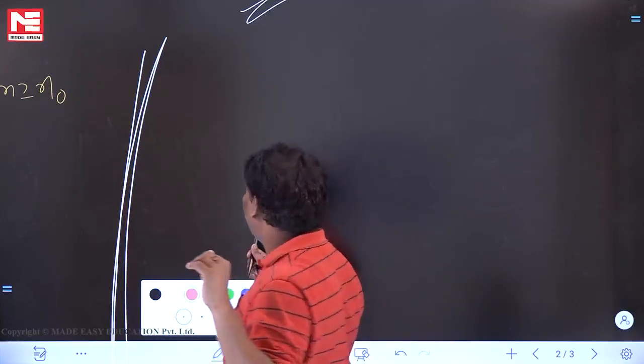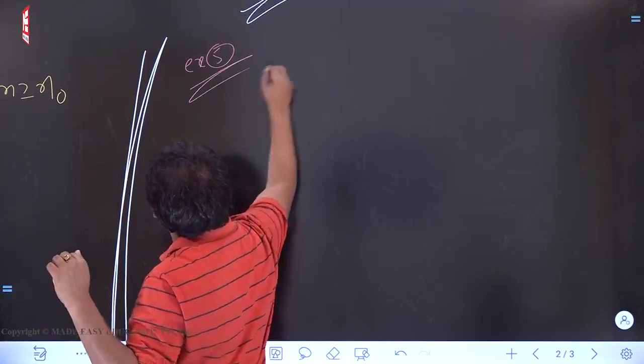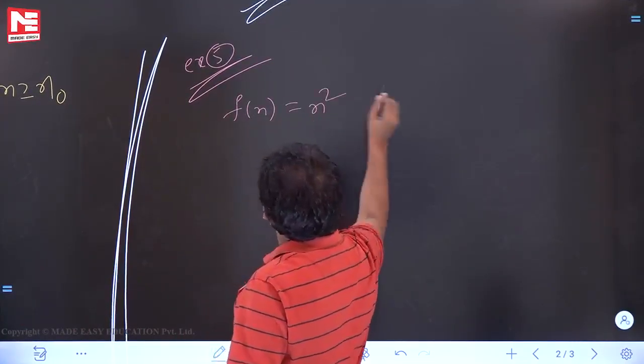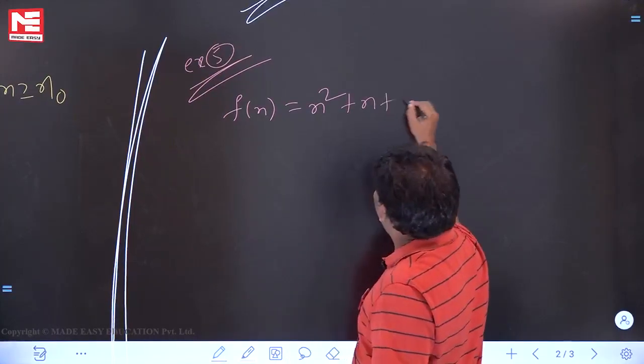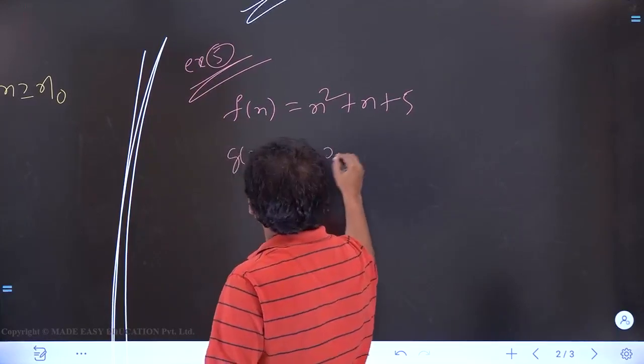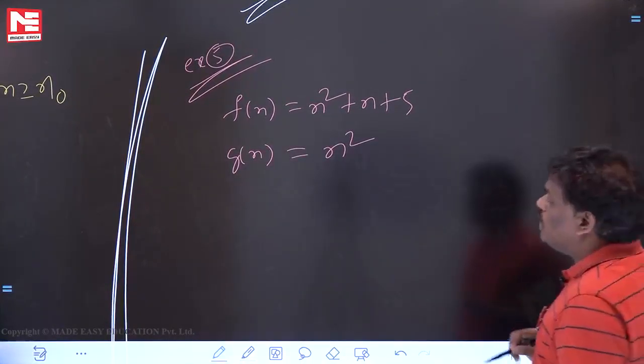It may give more clarity. Let's see this one, example 5. See the answer: f of n is going to be n square plus n plus 5. G of n is equal to n square. F of n is n square plus n plus 5. G of n is equal to n square.